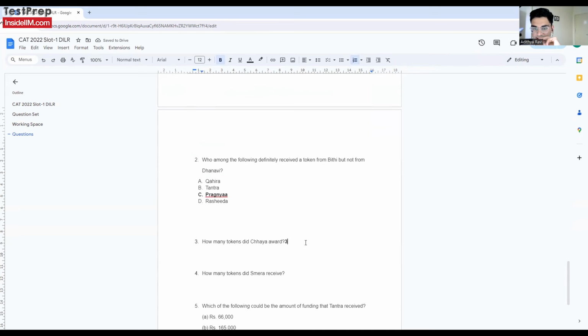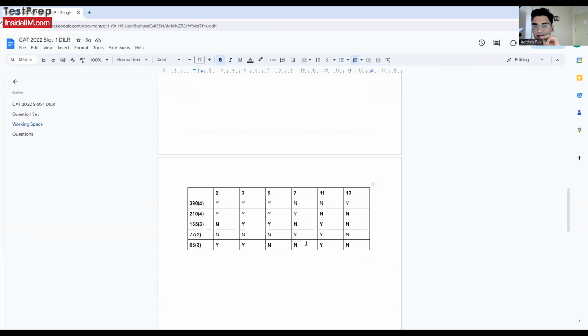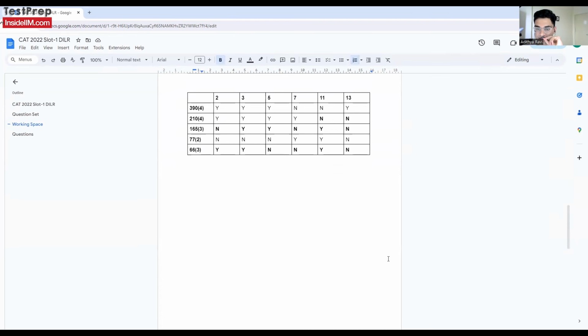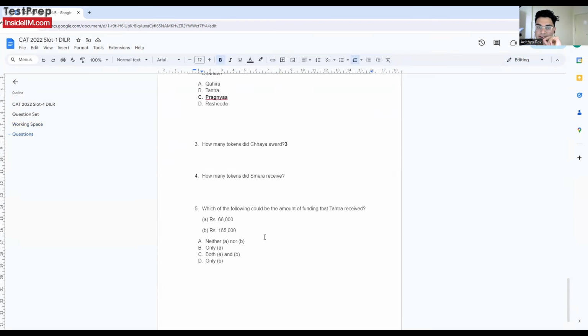If you want to test it another way, you can come to this table. We know C is giving out tokens of either value 2 or value 5. 2 has been awarded to 3 different candidates. 5 has also been awarded to 3 different candidates. So the number C has handed out has to be 3. There's no question about that. We can safely mark this and move ahead.